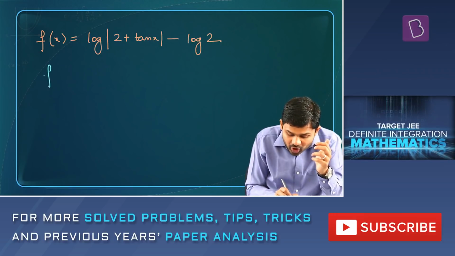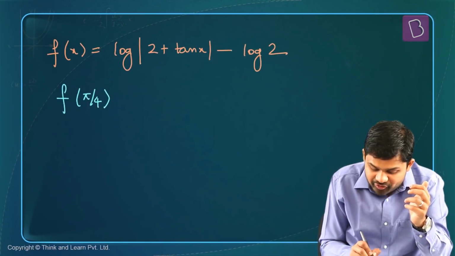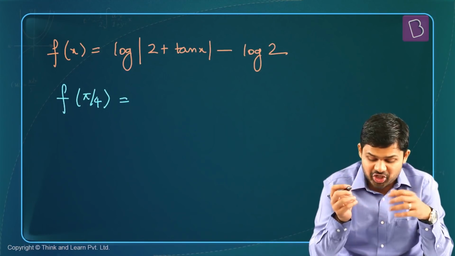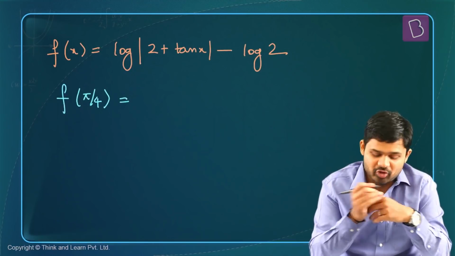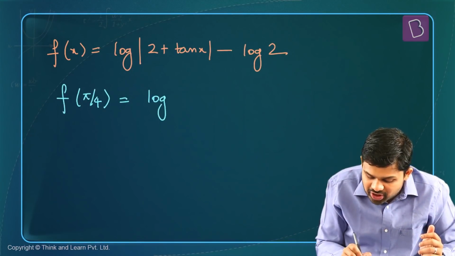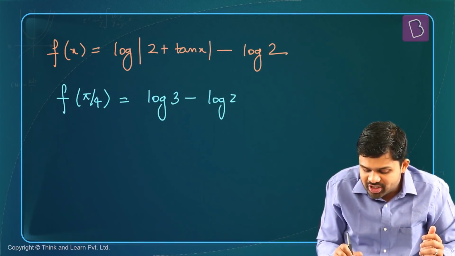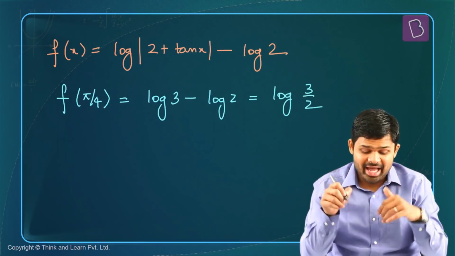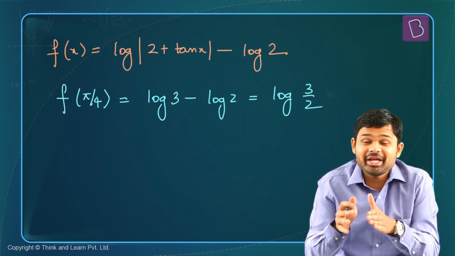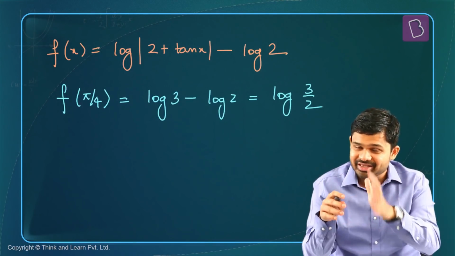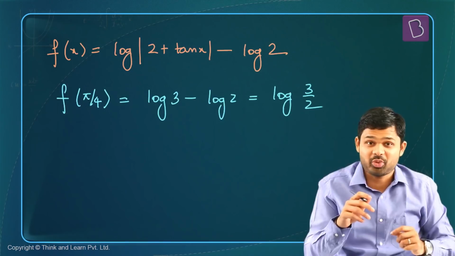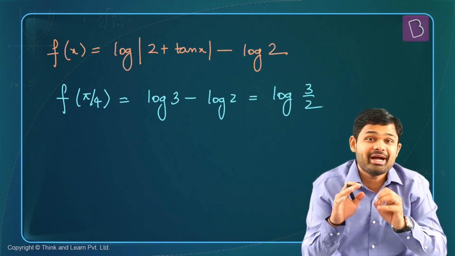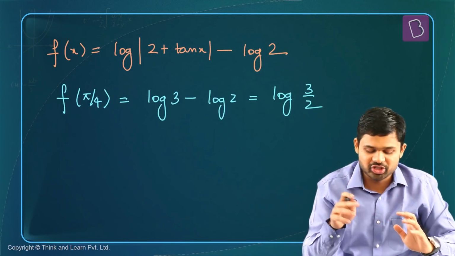So what is f of pi by 4? Well, for f of pi by 4, you plug in the value of x equal to pi by 4 in that expression. You have tan pi by 4, and tan pi by 4 is 1. So you get log 3 minus log 2, which is nothing but log of 3 by 2. Well, f of pi by 4 equal to log 3 by 2 is one of the options given. That's one of the correct answers to this question. F of pi by 4 equal to some other value which is not equal to log 3 by 2 will not be a correct answer to this question.